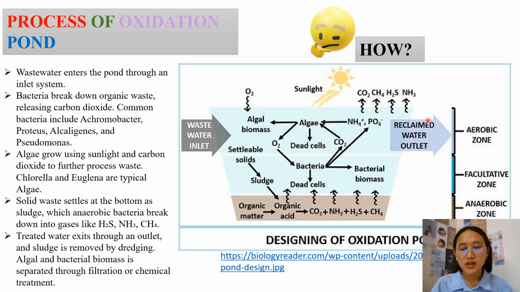By employing the dredging method, we can separate the sludge deposits from the stabilization pond, and also using the filtration method, or a combination of chemical treatment and settling processes, we can separate the algal and bacterial biomass. This is the overall process, how the system works, using bacteria and converting organic into inorganic, and then effluents are treated and disposed to the environment. Right?